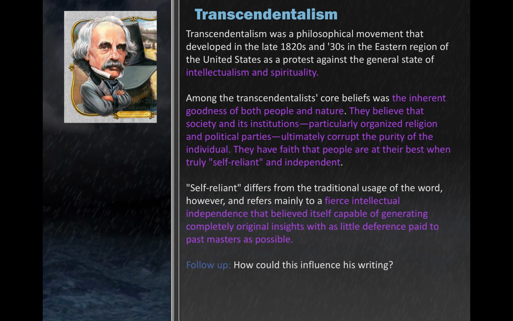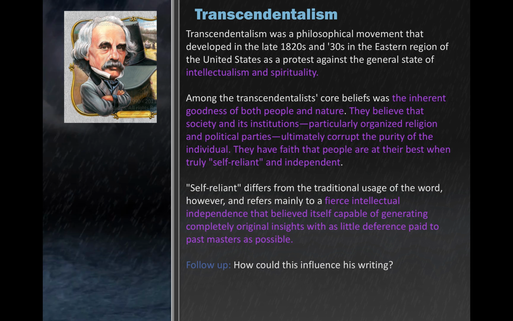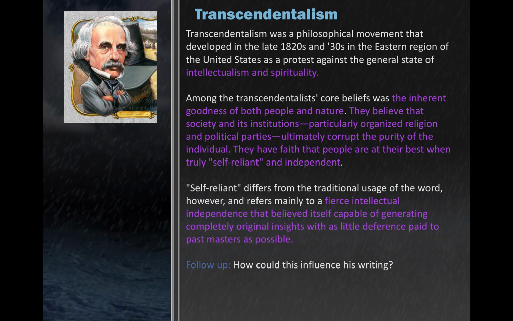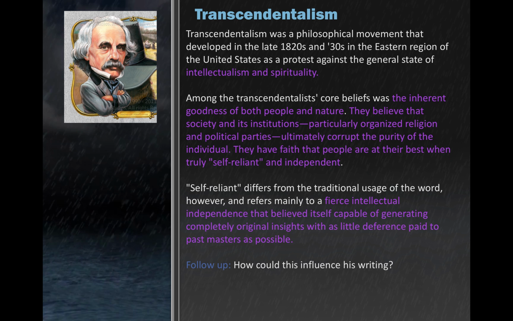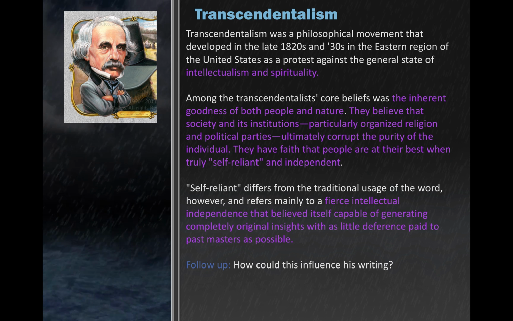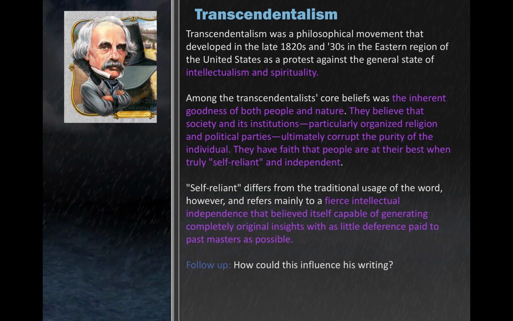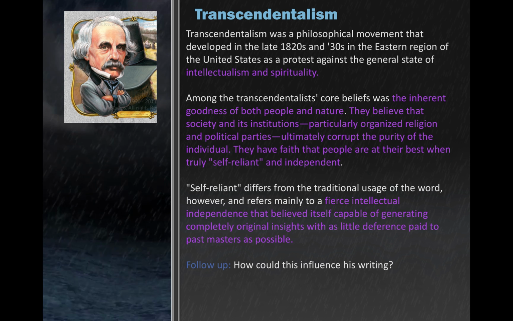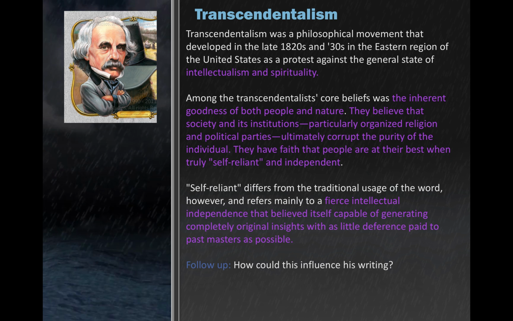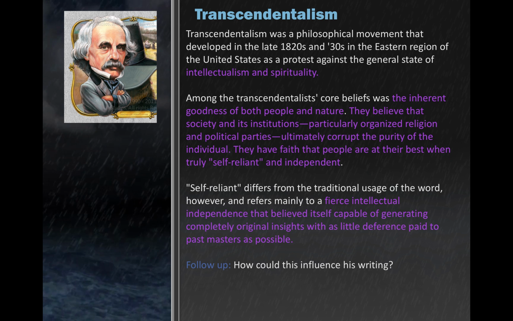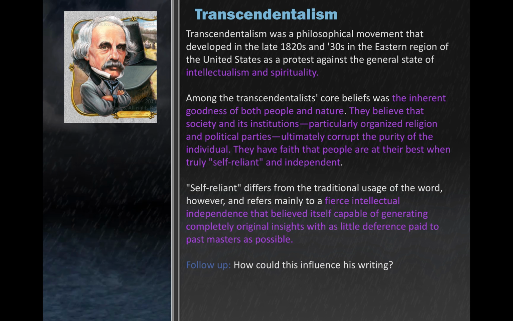Self-reliant differs from the traditional usage of the word. It refers mainly to the fierce intellectual independence that believed itself capable of generating completely original insights with as little deference paid to past masters as possible. Okay. So there's a saying in literature and philosophy that we stand on the shoulders of giants, that I can only know what I know because of the great masters that I studied under and that I read from, and that's where my intelligence comes from.